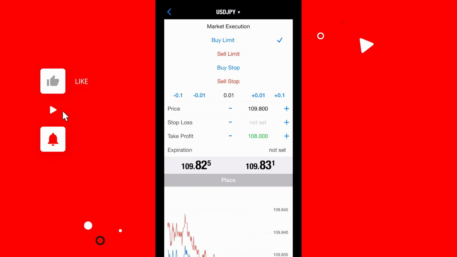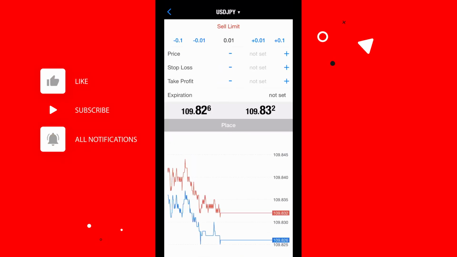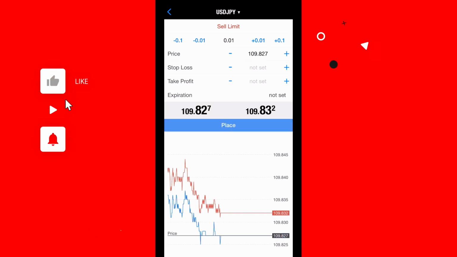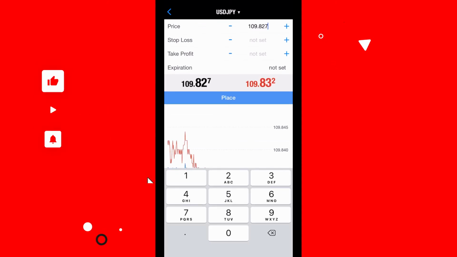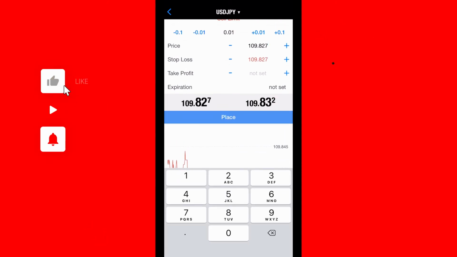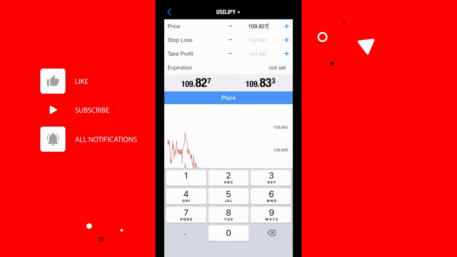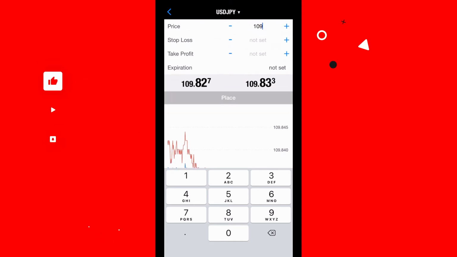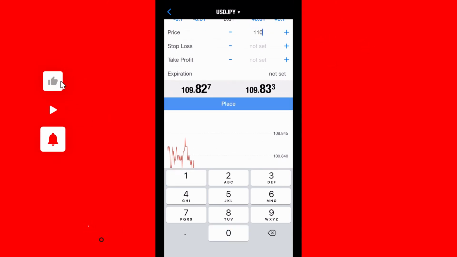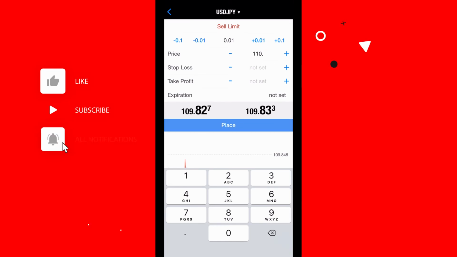It's the same thing with sell limits. So if I want to sell, say, hey, I see the market is going to reverse and head in a downward trend, I'm going to click the little minus sign. It's going to show me the current position where I can enter at. So if it's currently at this position, and I say I want you to enter me at 110, okay? This is a sell limit.